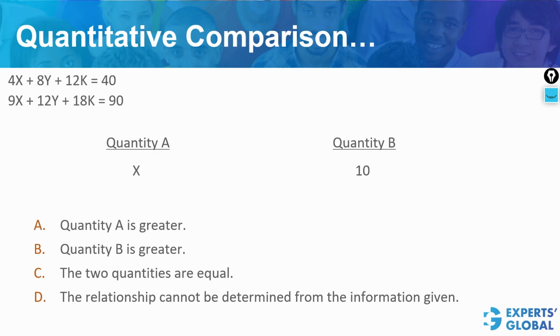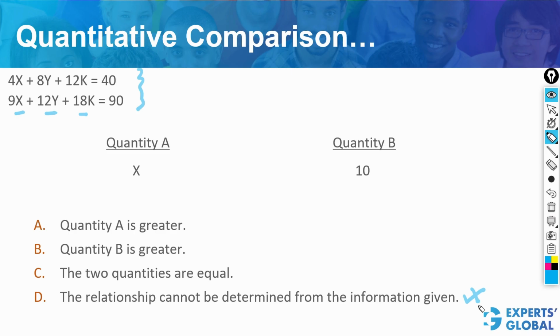Please pause the video and solve this problem. One may think that there are three variables involved, but only two equations. Therefore, the relationship cannot be determined, but that's not correct. Every time you are able to solve a question too easily, you must look deeper. You are likely missing something.